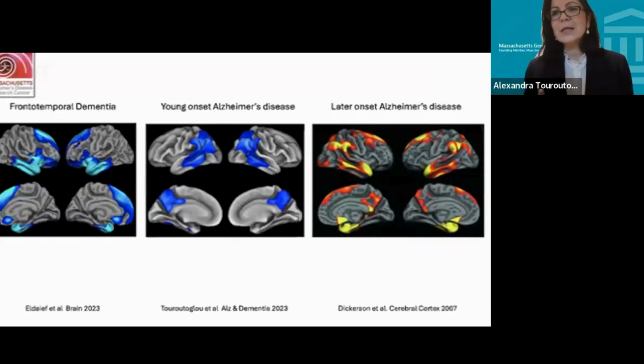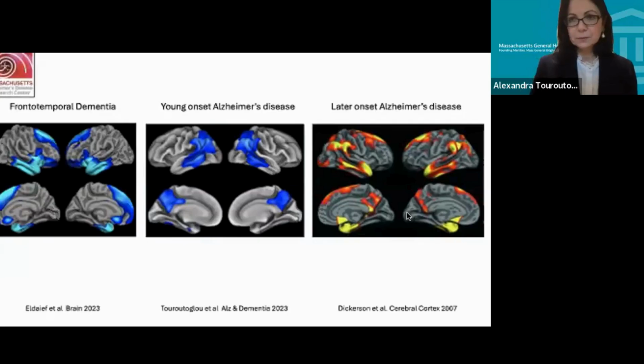The typical form of Alzheimer's disease, which is late onset Alzheimer's disease, here on the right, affects a different set of regions, and it is most common in people over 65 years old. There are different types of Alzheimer's disease, and it is not just age that is the difference. They have different clinical profiles, and as you can see, different patterns of regions being affected in young onset and late onset Alzheimer's disease.